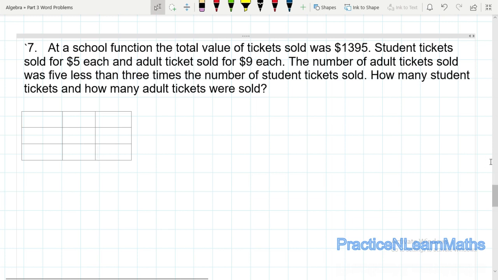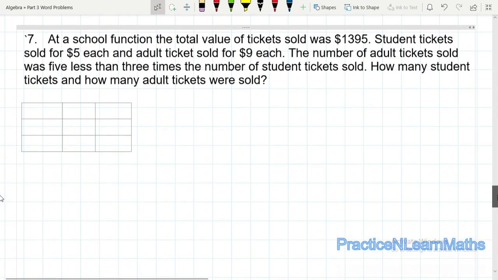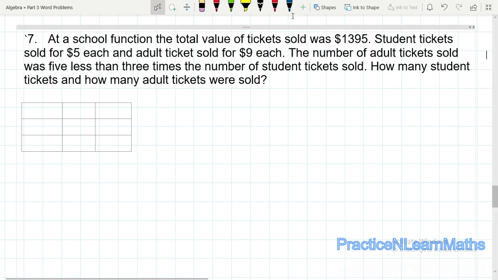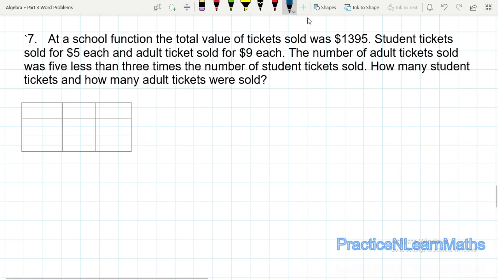Okay, let's start with the solutions. At a school function, the total value of tickets sold was $1,395. Student tickets sold for $5 each and adult tickets sold for $9 each. The number of adult tickets sold was 5 less than 3 times the number of student tickets sold. How many student tickets and how many adult tickets were sold?